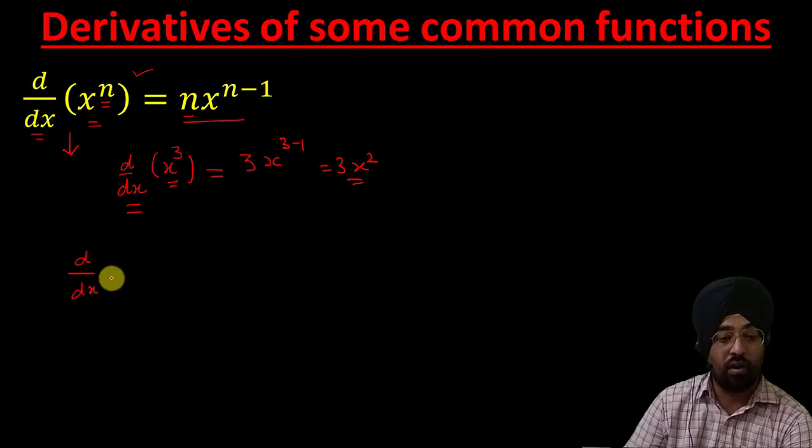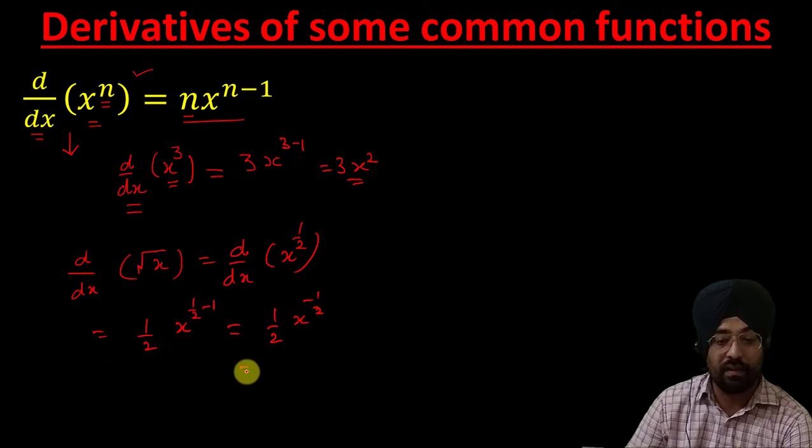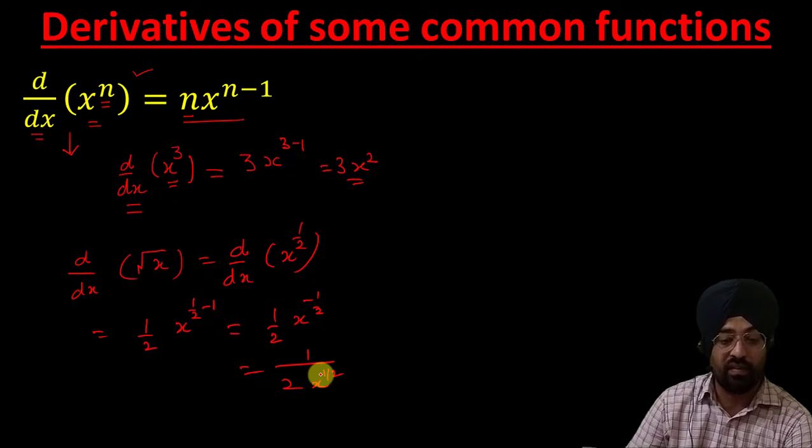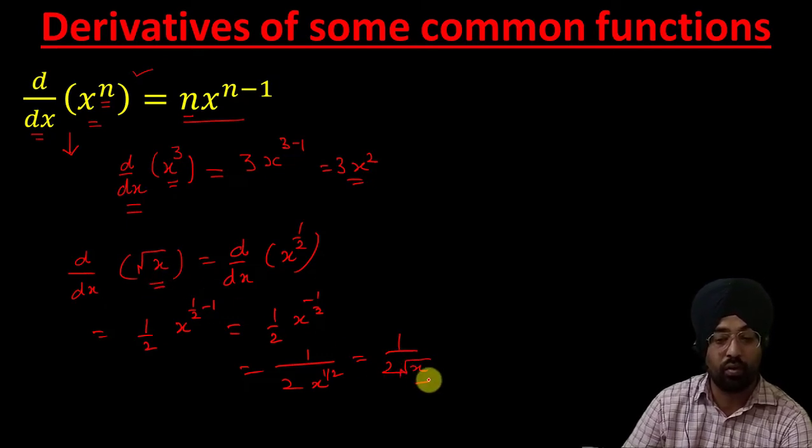dy by dx of square root of x. This can be written as dy by dx of x raised to the power 1 by 2. Its derivative will become half coming before, then x raised to the power half minus 1. So it is half, x raised to the power half minus 1, which is minus half. It can be written as 1 by 2 x raised to the power half, so x comes in the denominator, the power becomes positive, and it is 1 by 2 root x. So the derivative of under root x is 1 by 2 root x.